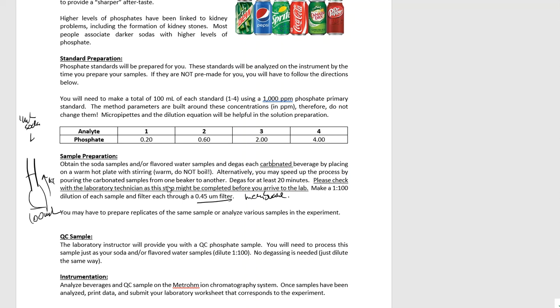Okay? Next is the QC sample. The laboratory will provide you with a QC sample. This is a sample that you will not know what the concentration is. We know what that concentration is, though, and you will process it just like you do with soda. So you'll take the QC, and then you'll dilute it 1 to 100, and then you'll run that along with your soda samples. And, of course, the instrument that you're going to be using is the Metrohm ion chromatography system. It does have an autosampler on it, so you can load everything up on the autosampler tray.